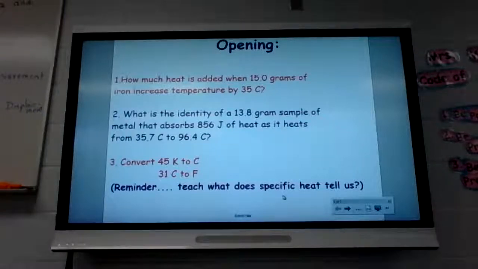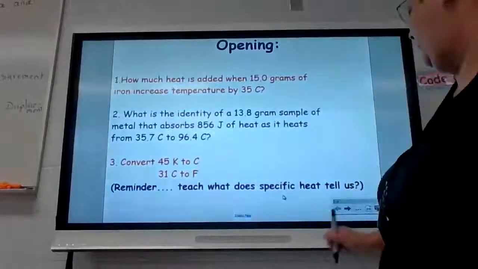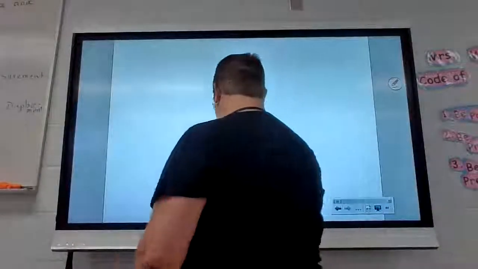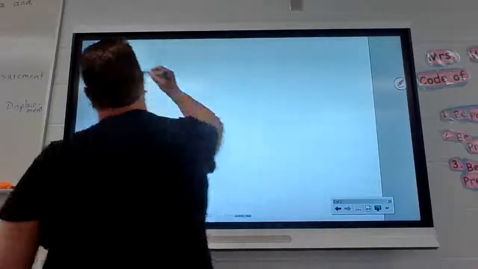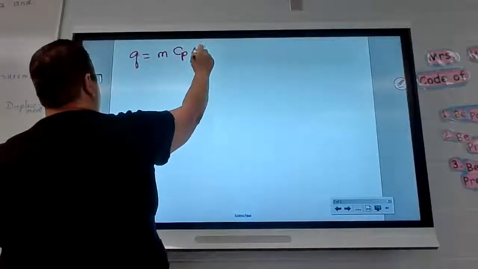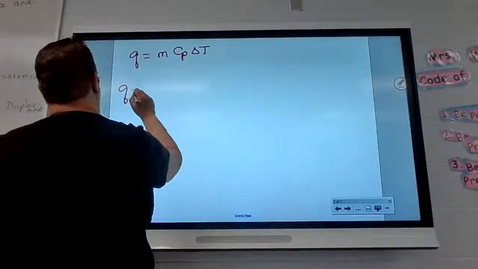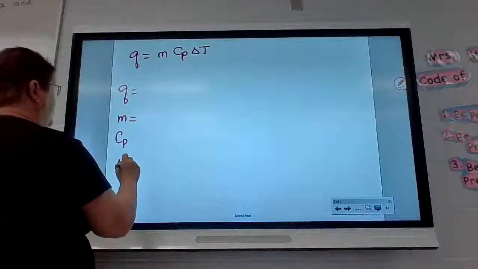All right, so if we look at question 1, do we remember the formula? The question asks for heat. So since the question's asking you about heat, you should be using your formula. Q equals M CP delta T. Now, the question asked you to find what? Q. It asked you to find Q.